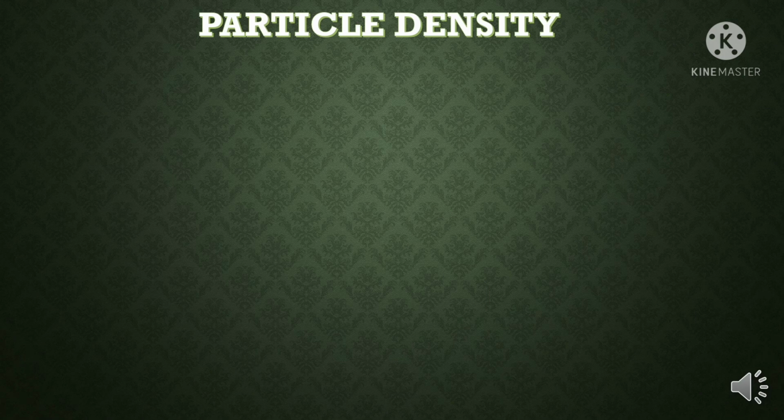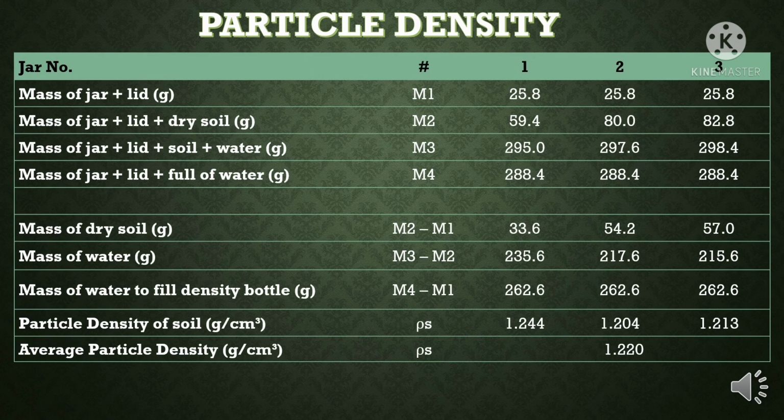So this is the finding of the particle density test. I used 3 identical jars, and the mass of the jar plus lid, I label it as M1, mass of jar plus lid plus dry soil, M2, mass of jar plus lid plus soil plus water, M3, and then mass of jar plus lid plus full of water equals M4.